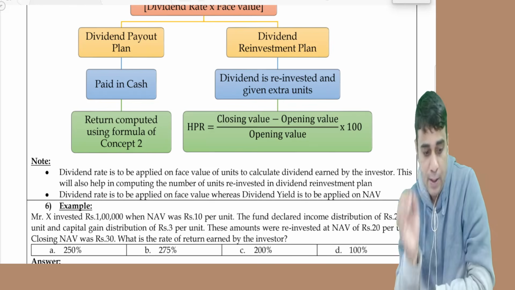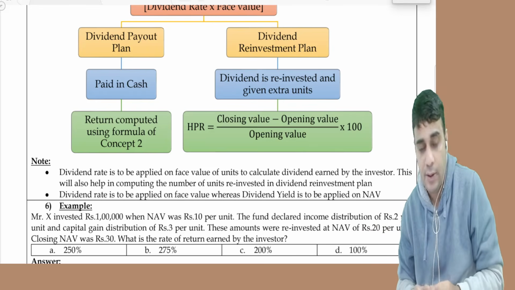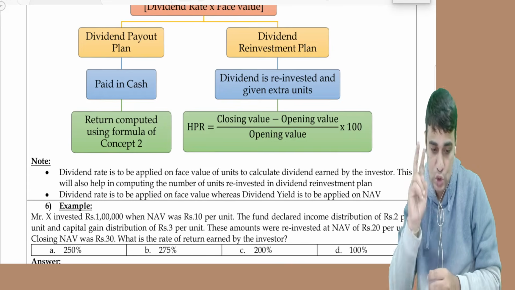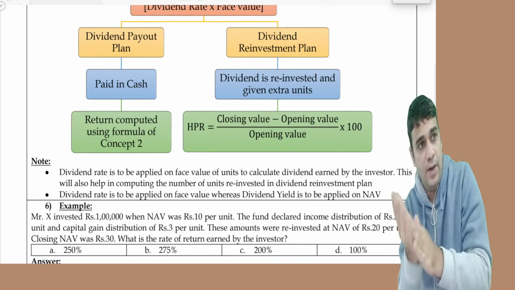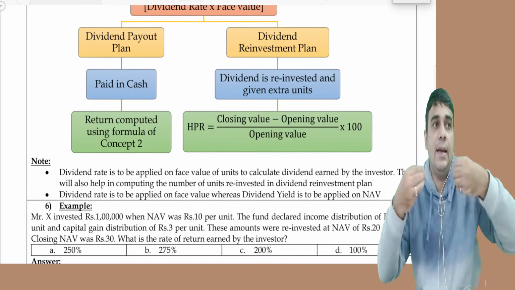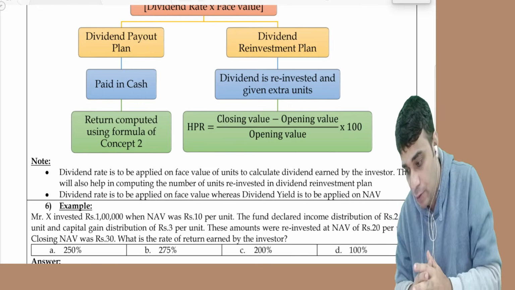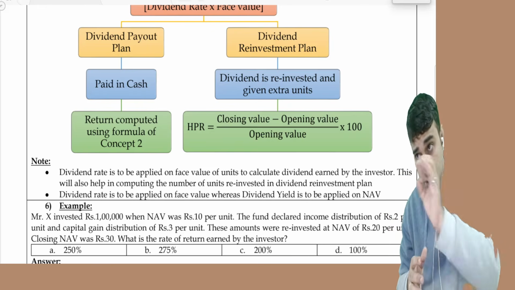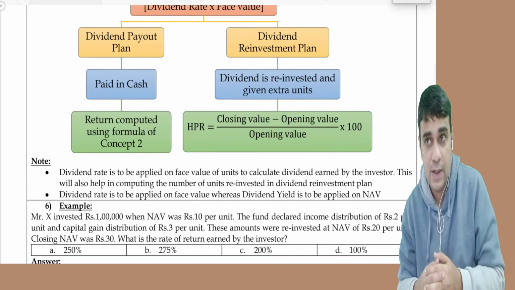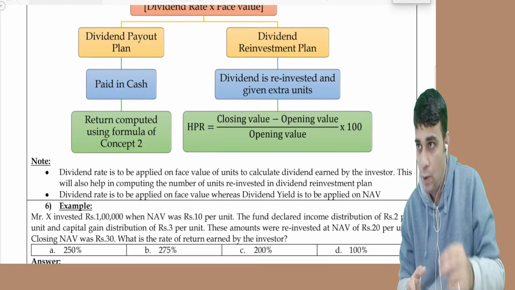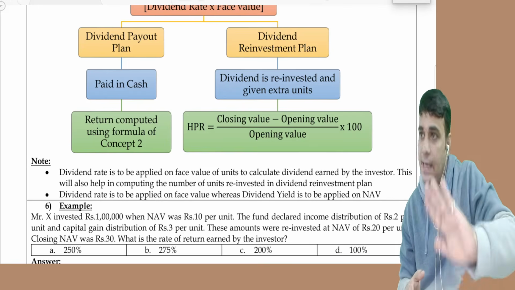Let's read it again. Mr. X invested 1 lakh when NAV was how much? 10 per unit. Fund declared income of how much? 2. Capital gain of 3. There is one option. Whenever they declare this 2 and 3, I can take it to my bank account. That is called dividend payout plan. The other option is reinvestment. So I have two options. One is payout, second is reinvestment.